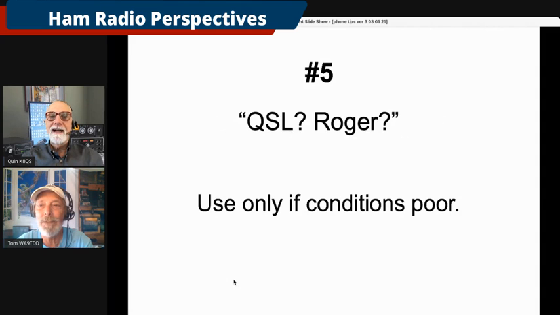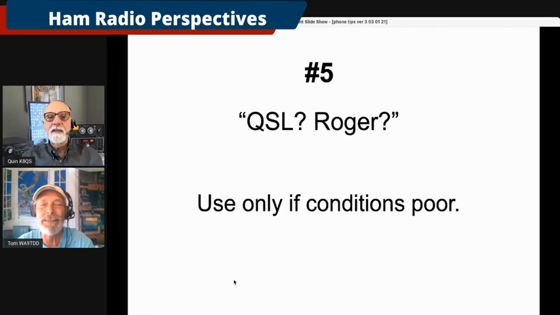All right. Number 5, QSL. Roger. Hey, Tom, QSL. Hey, guy, QSL. Roger. Are you ending your transmission, or are you asking me to Roger, or are you asking me to confirm your reception, or? What are you asking? Gosh, I don't know. What are you asking?